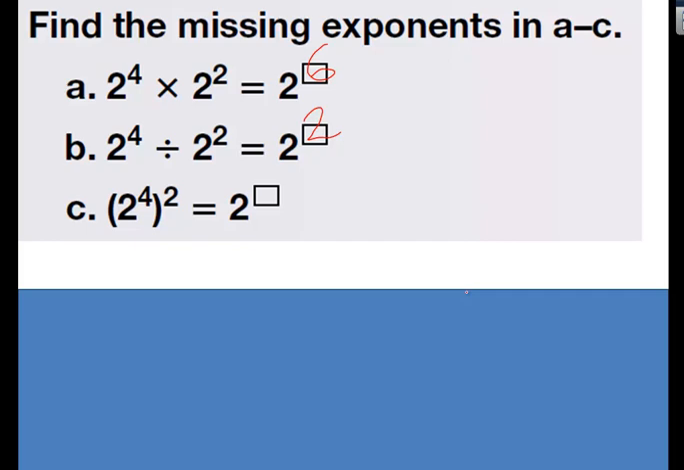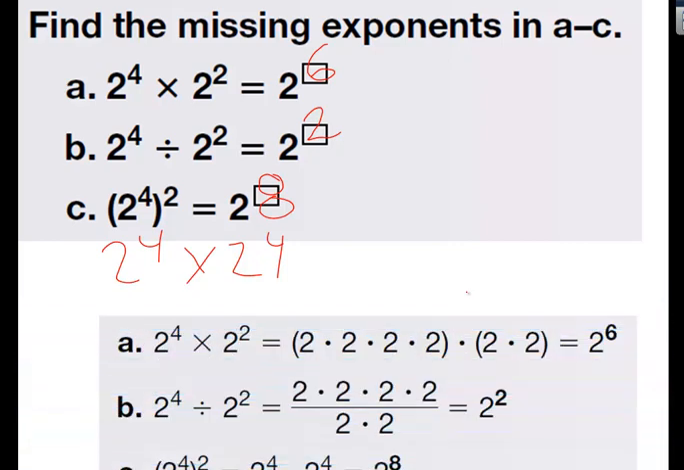Now, this one here, C, whenever we have a power to another power, we multiply those two. So this 2 to the 4th is really 2 to the 4 times 2 to the 4, right? So it's going to be 2 to the 8. Not 2 to the 6. Don't write down 6. It's 2 to the 8. Because it's 2 to the 4 power times 2 to the 4 power, and we know that we add those together to equal 8.